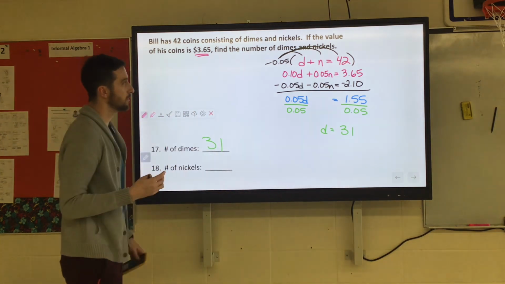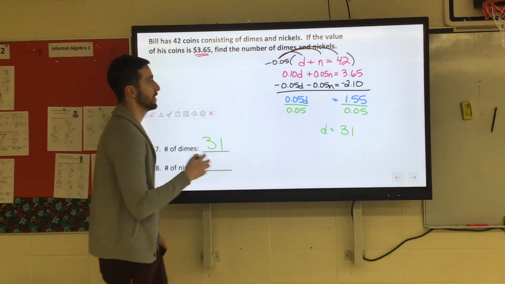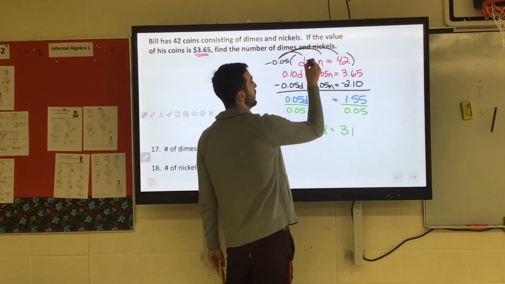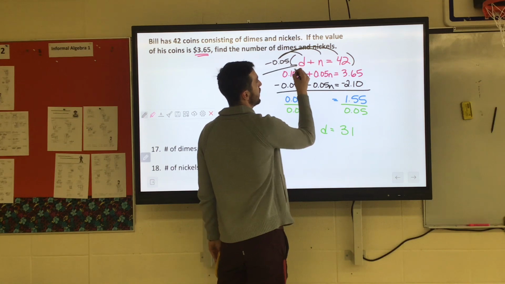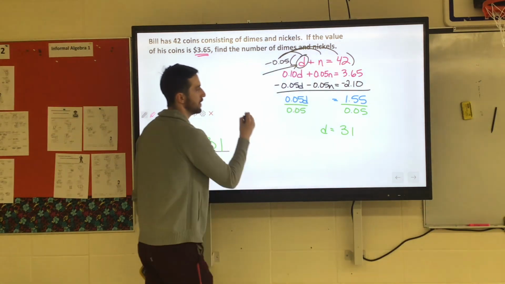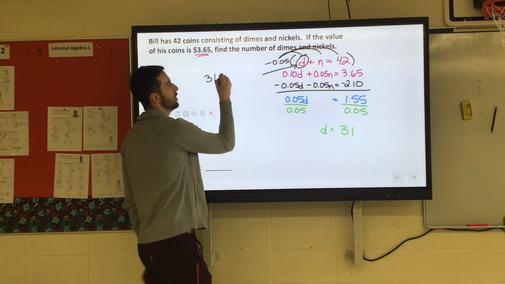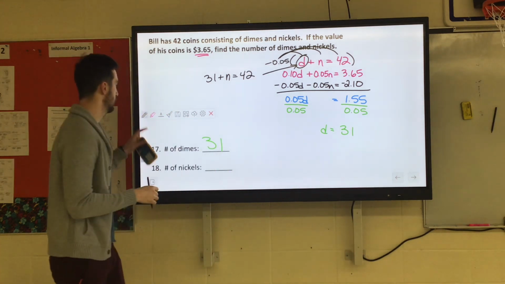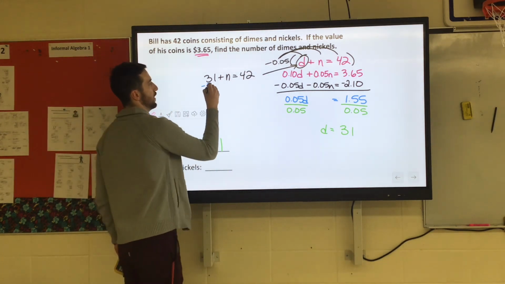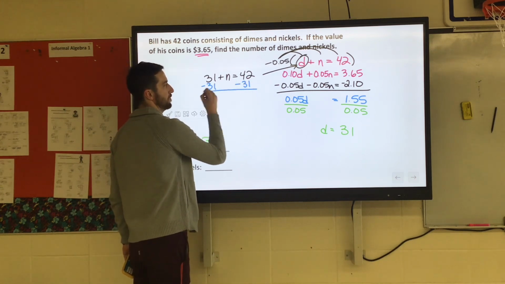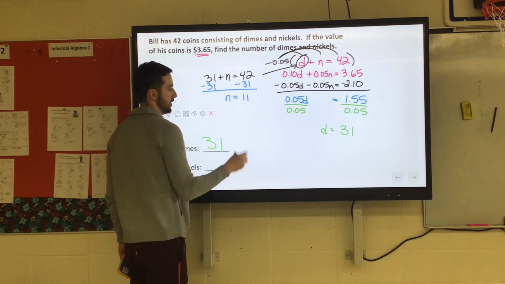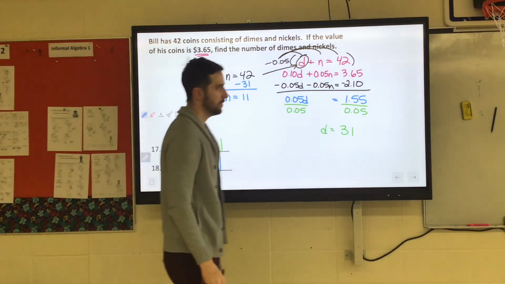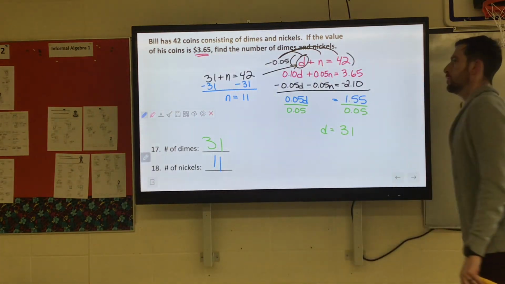To figure out the nickels, we've got to pick one of the equations. I'm going to pick the first one. This one's way easier. And we know that there's 31 dimes, so it would be 31 plus the number of nickels equals 42. Then your last step is just subtract that 31. And the number of nickels is 11. That was tough. A real doozy, but we did it.